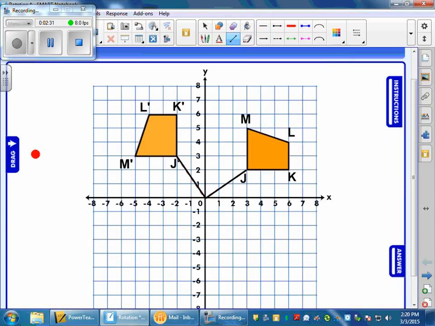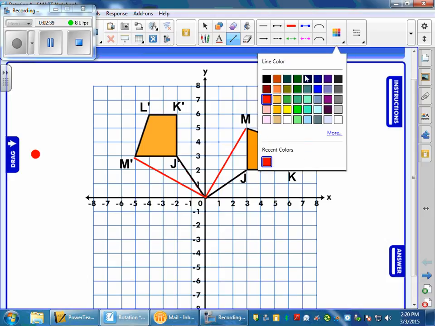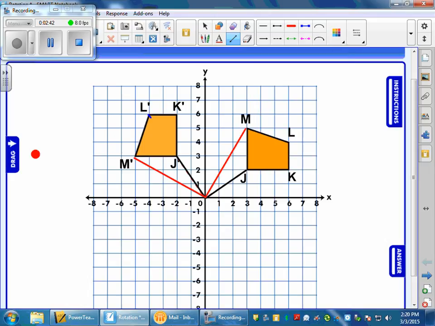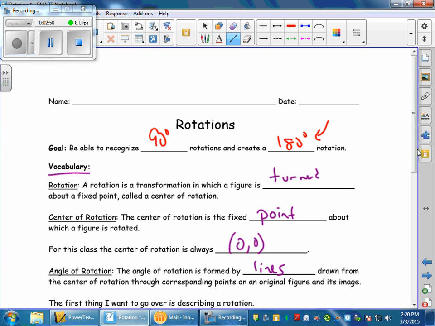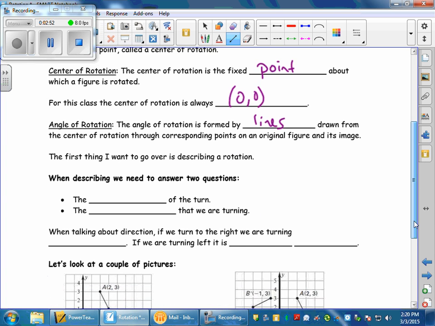Like if I do it from M prime to M, that's also a 90-degree angle. Or even L prime to L. That's still a 90-degree angle. Okay? So that's what angle of rotation means.